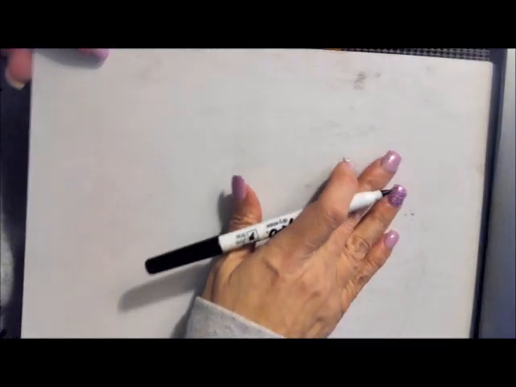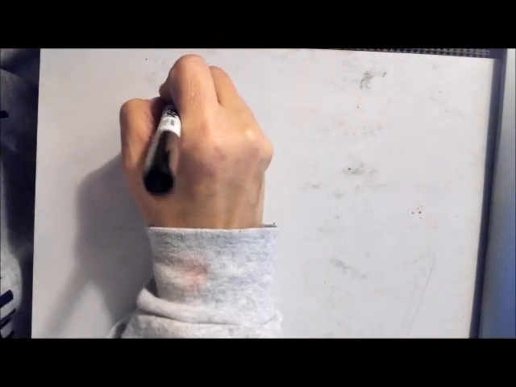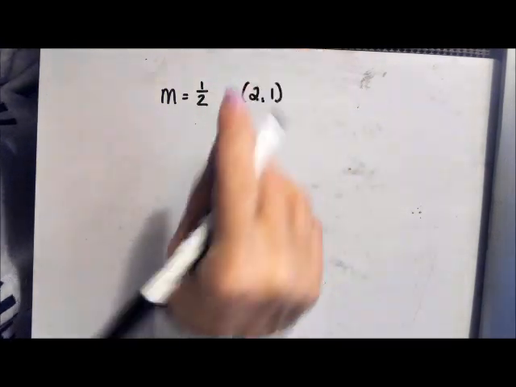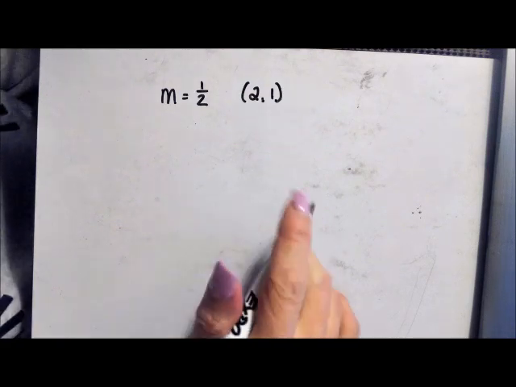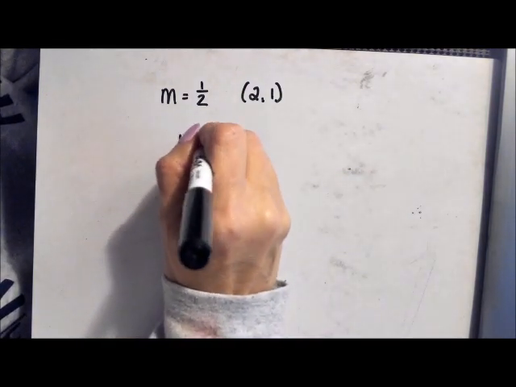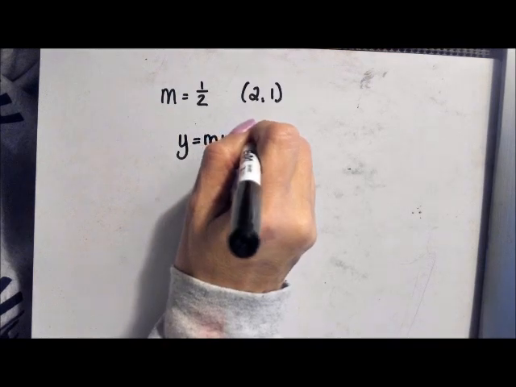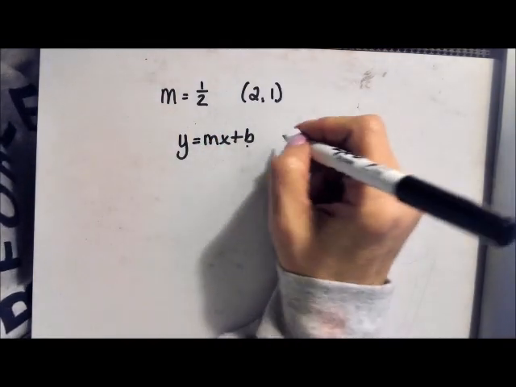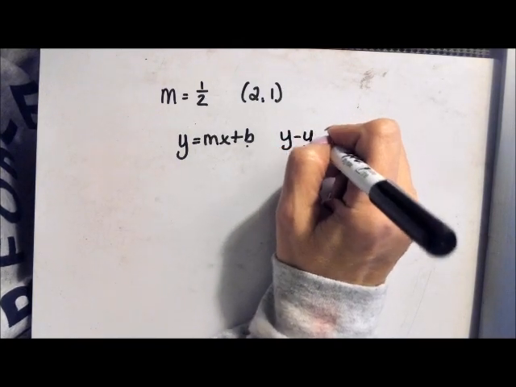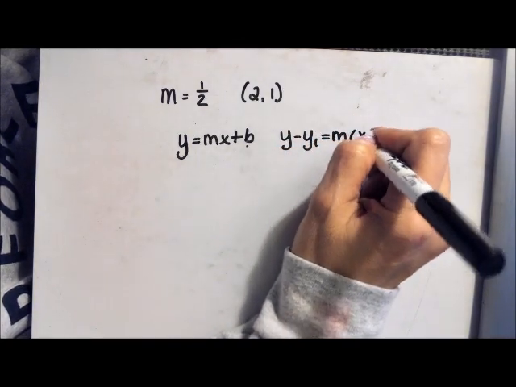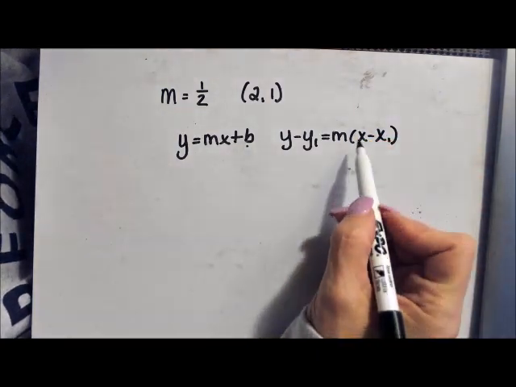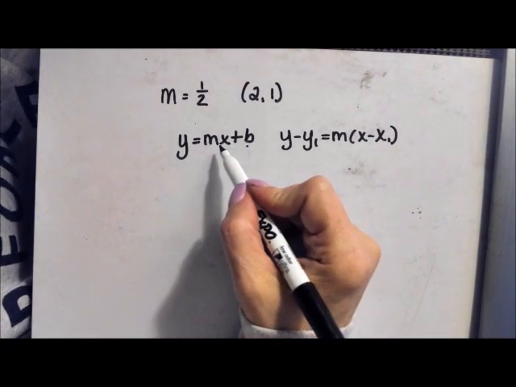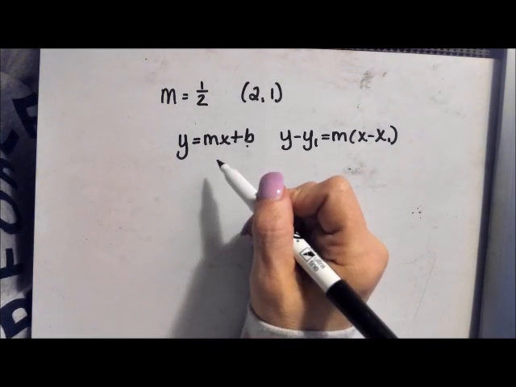Write linear equations. Okay, so if I give you that the slope is 1/2, and it goes through the point 2, 1, and I say write the equation of this line. Well, we know that y equals mx plus b. B is the y-intercept. I don't know the y-intercept. So my other option is y minus y1 equals the slope times x minus x1. This is when I know a point and the slope. This one I have to know the slope and I have to know the y-intercept, which I don't know.